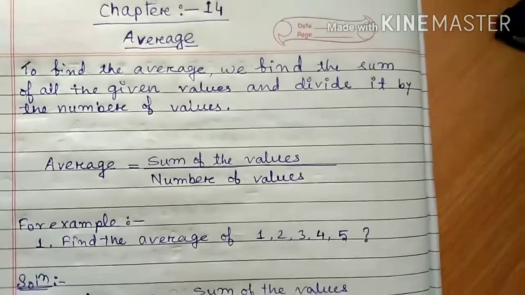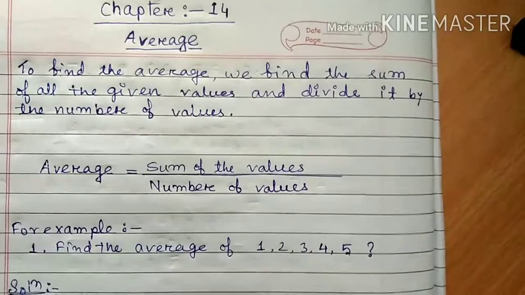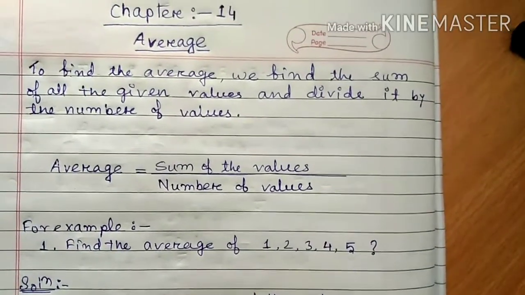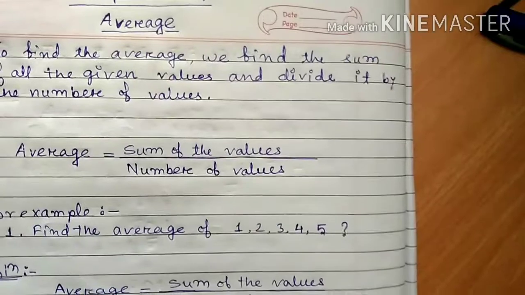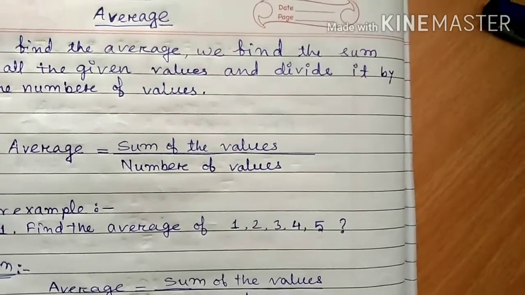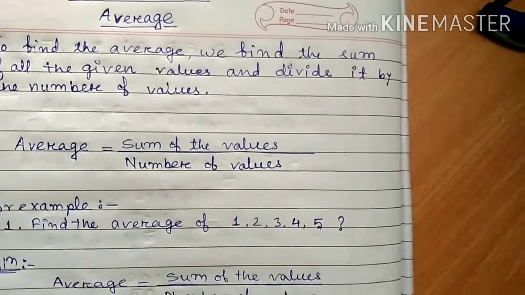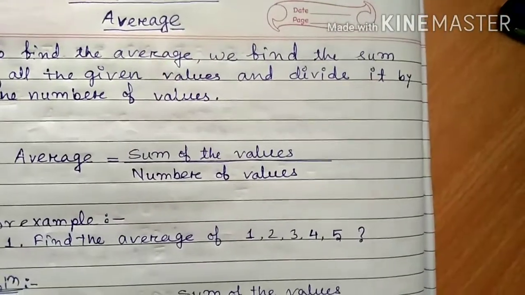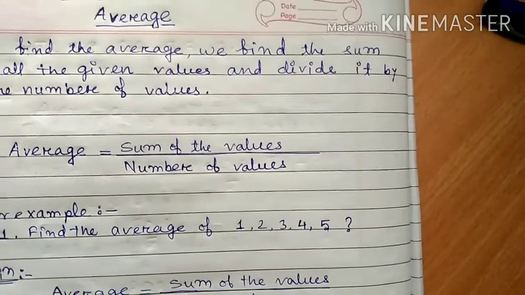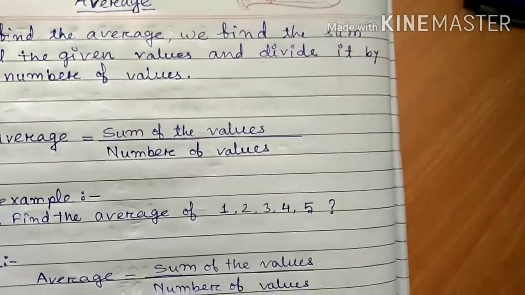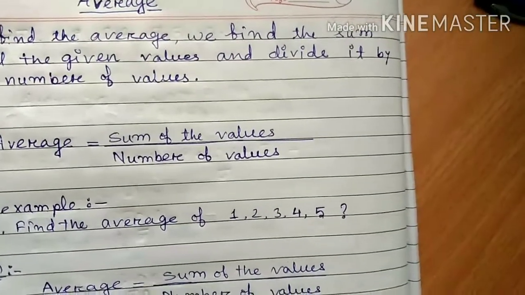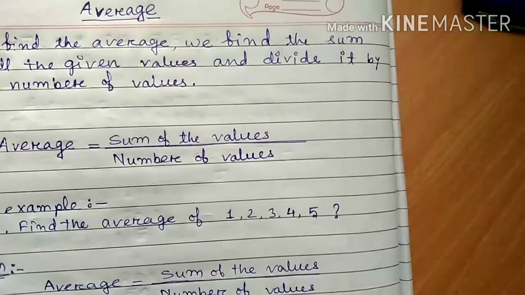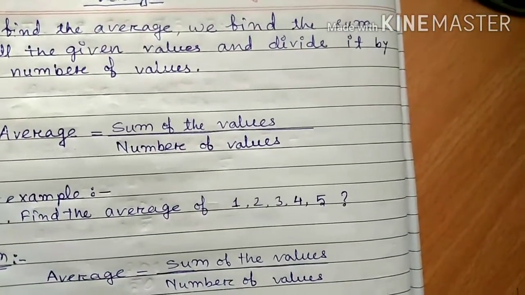But if the numbers are not in continuous form, suppose not like 1 2 3 4, then some difficulty occurs. So for that case you will get another definition of average. Suppose you have the numbers 1 to 5, 1 2 3 4 5. For finding the average of these numbers, you have to sum all the numbers. 1 plus 2 plus 3 plus 4 plus 5. Adding all the numbers, the final result you will get is 15.